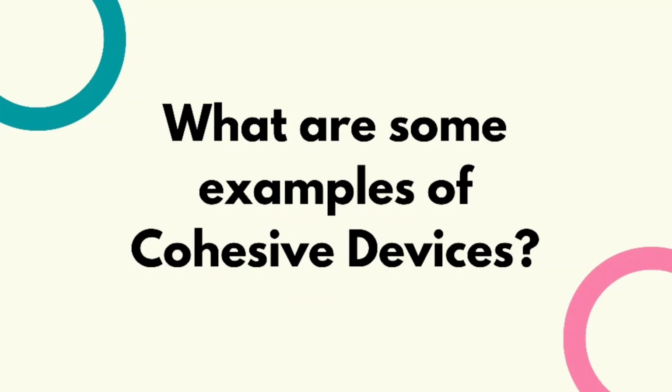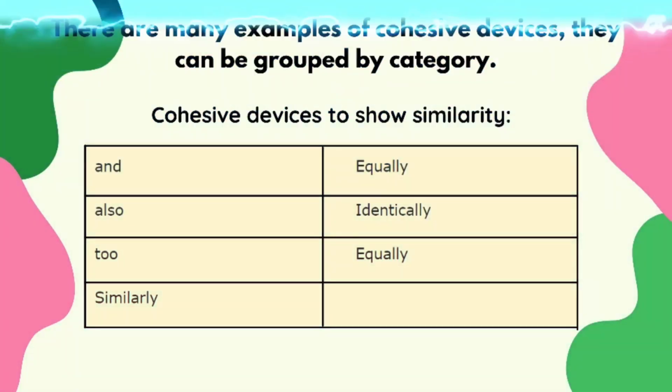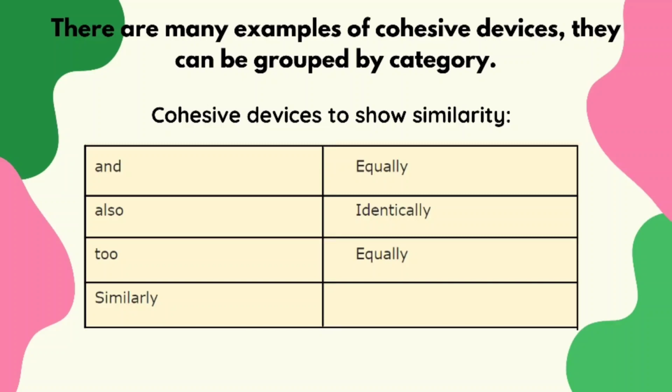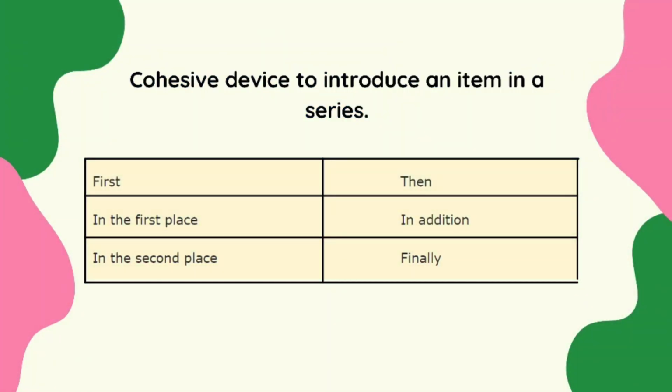Now let me show you some examples of cohesive devices. There are many examples of cohesive devices, and they can be grouped by category. Cohesive devices to show similarity: and, also, to, similarly, equally, and identically. Cohesive devices to introduce an item in a series: first, in the first place, in the second place, then, in addition, finally.